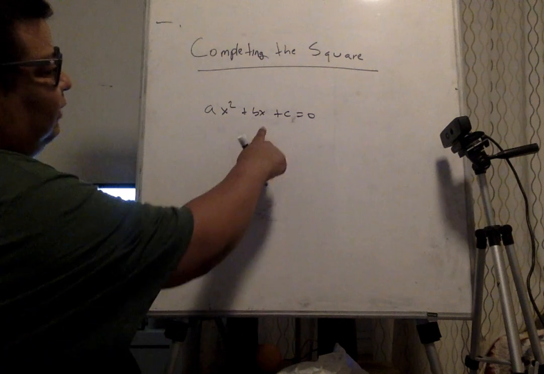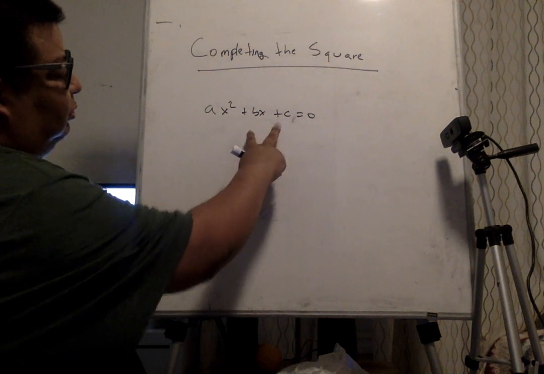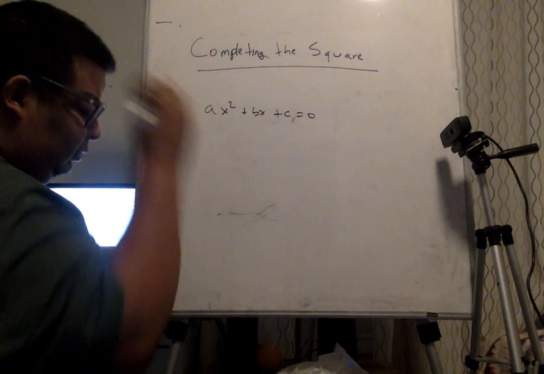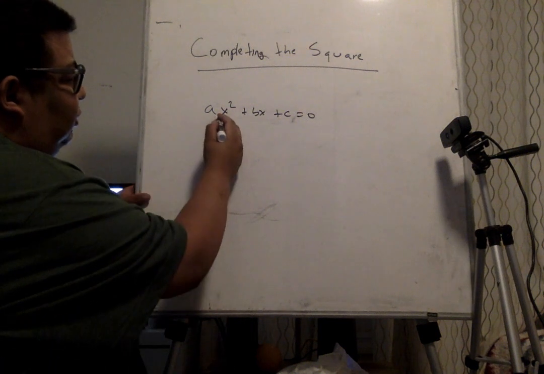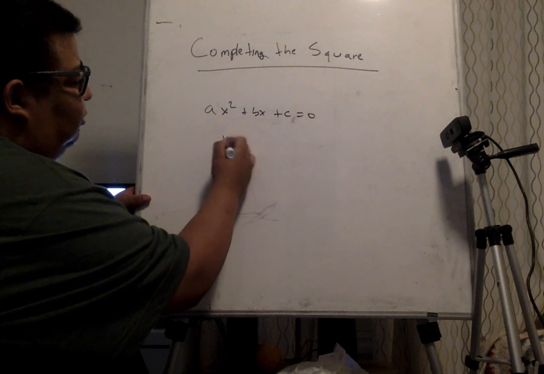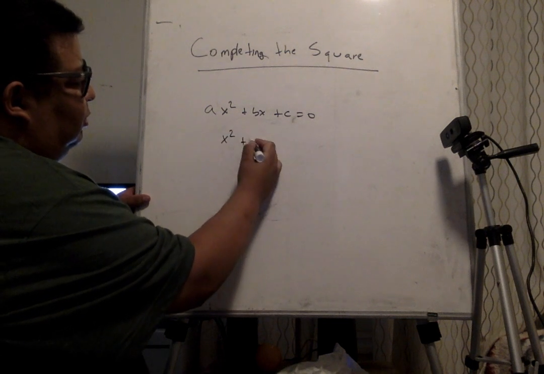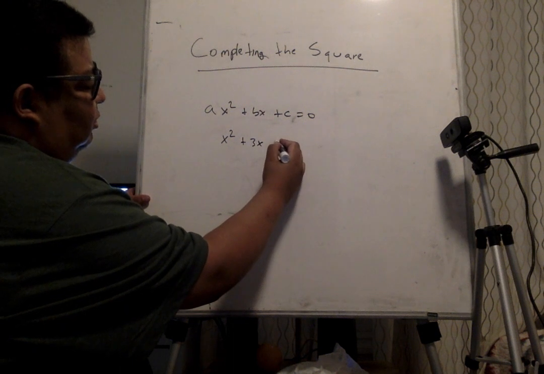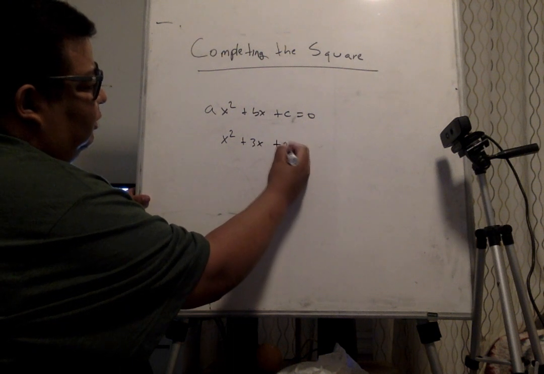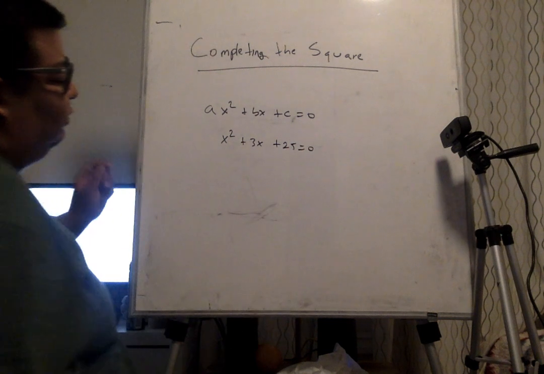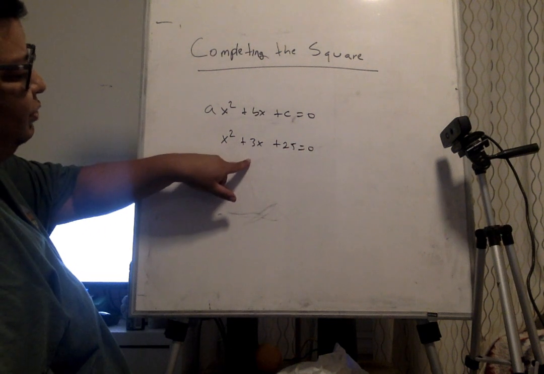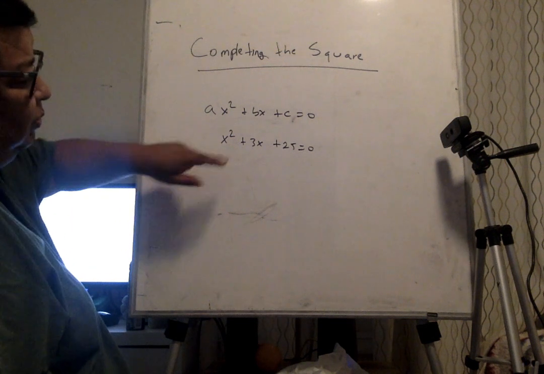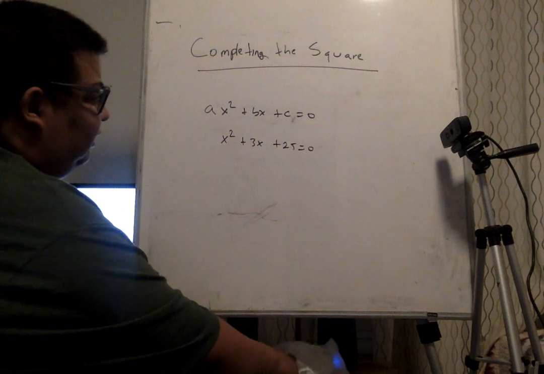So when you don't have a perfect square, I suggest you use this method when your a is 1. So it's going to look something like this: x squared plus 3x plus 25 equals 0. This may not be easy to factor, so it's better to use this method when it looks something like this. So let's look at 3 examples.